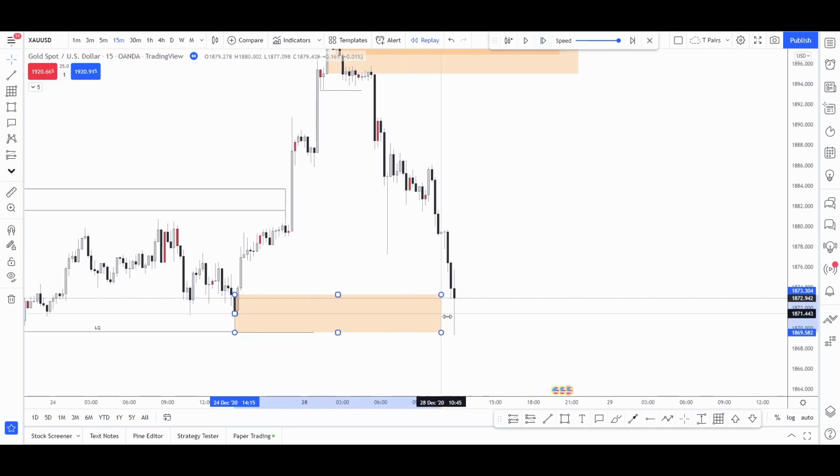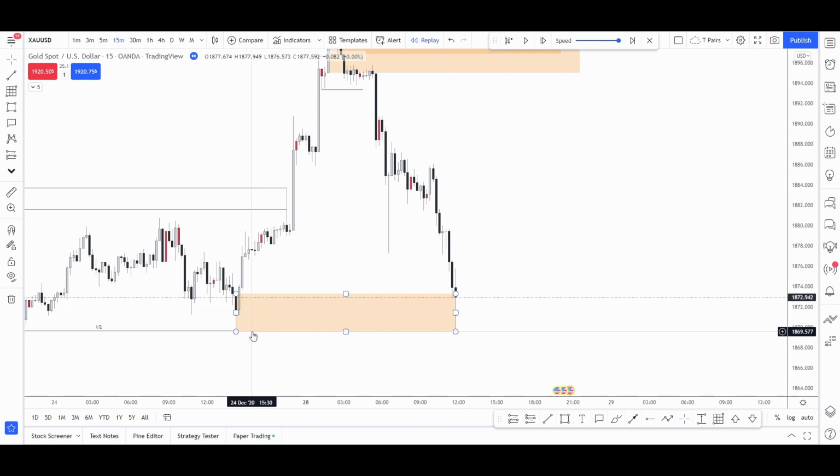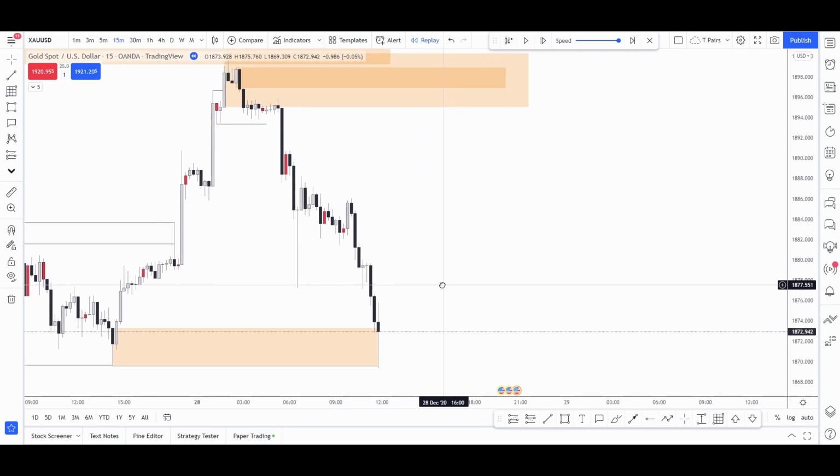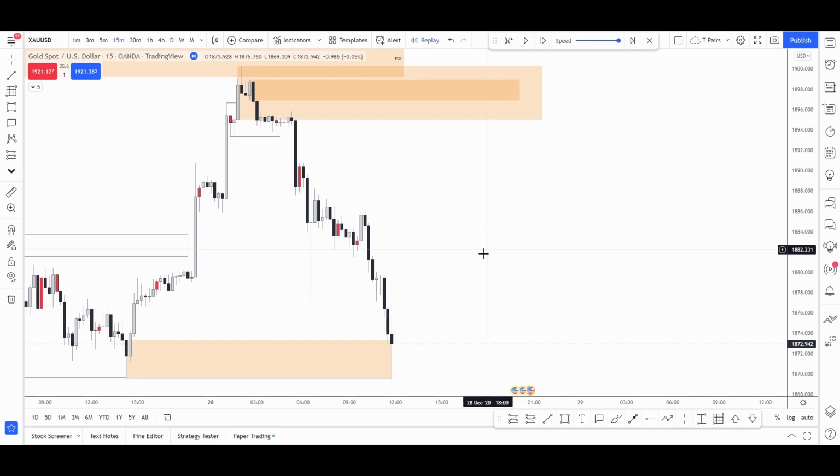Right. So this area of interest, was it any use? Did we get a break of this low? I think that we did, and it was a wick rejection. Okay, so nothing extravagant just yet. Do we get a reversal pattern to get involved in the market? Can we get long at this point?